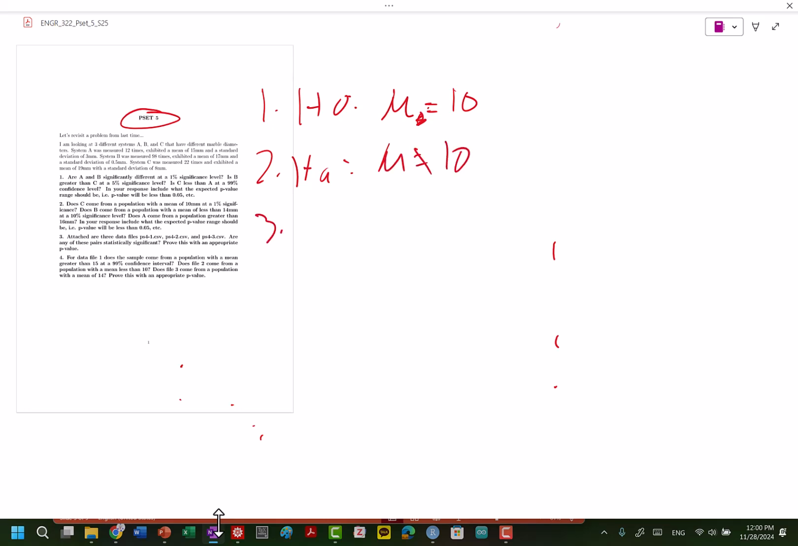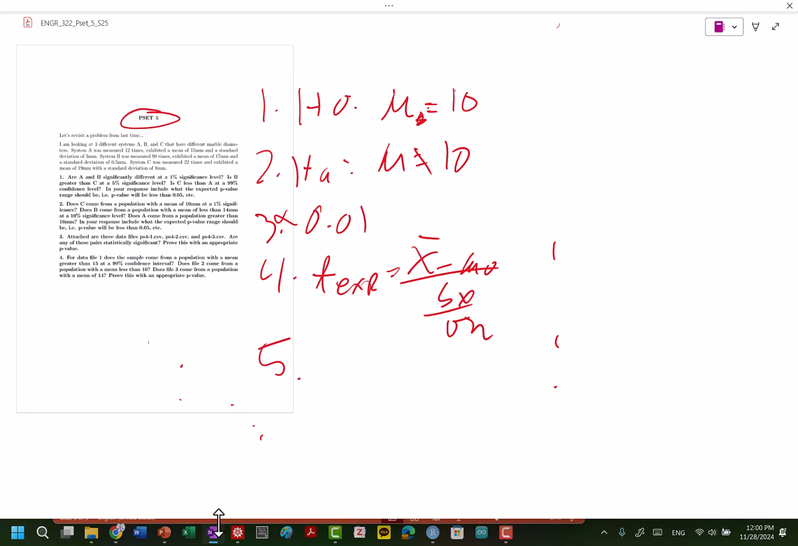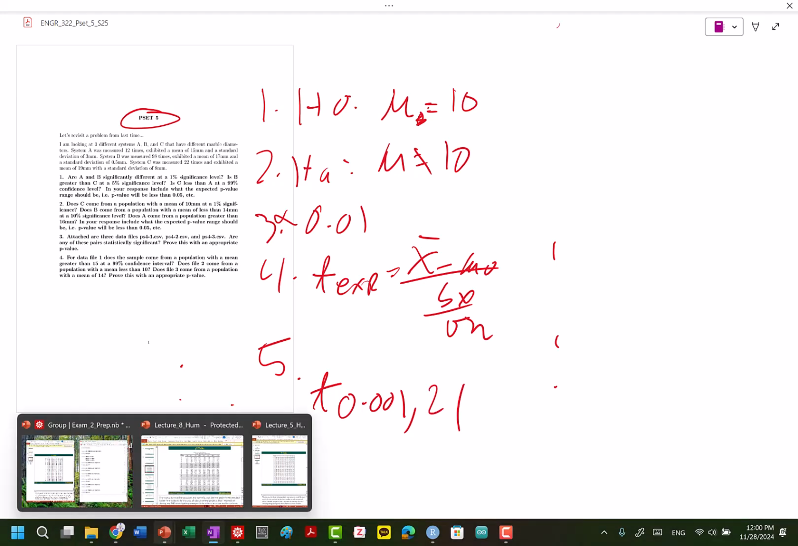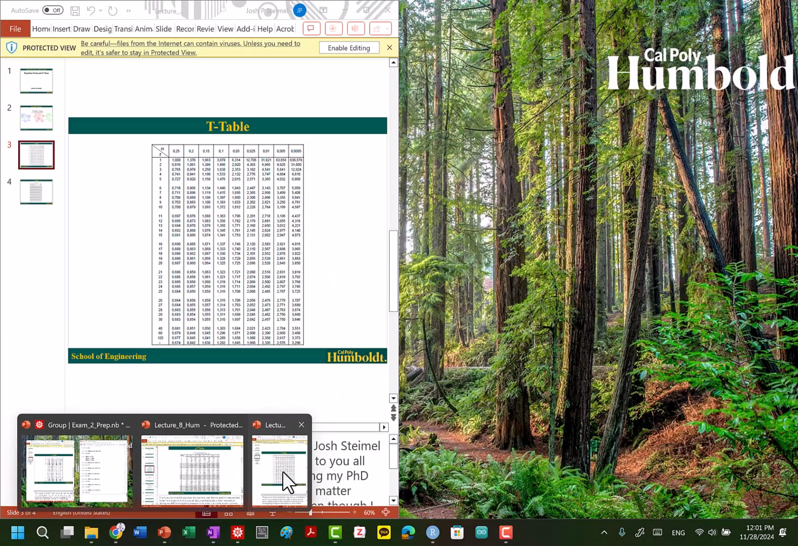Three, 1% significance, 0.01 is our alpha. Four, we need to do our T experimental, which is x bar minus mu naught over s of x over square root of n. And then five will be our T, alpha over 2, so 0.001. Our nu is just going to be number of samples now, because we're dealing with C. C was measured 20, so it's just 21.